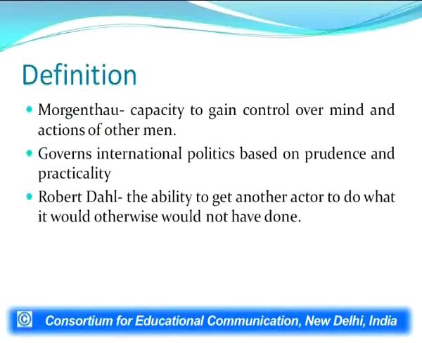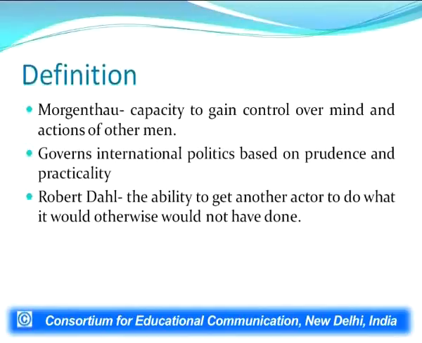Now, to begin with, as I told you, realists say that the entire world politics can be understood if we just understand this concept or notion of power. For realists, they do not believe in goodness, they just believe that power is the game, power is the motive for which all the states exist. So, I would like to define how power has been looked at by different thinkers.